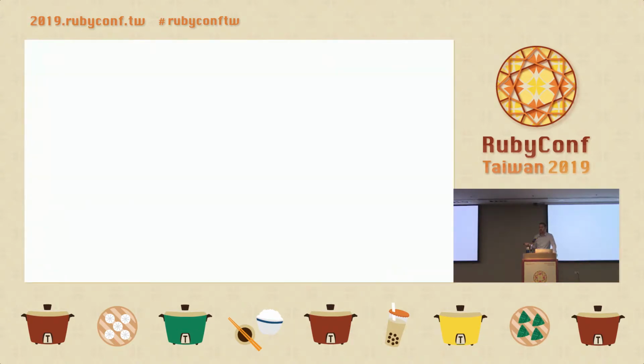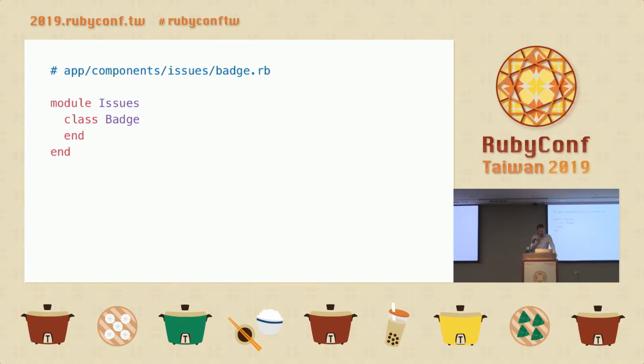So what might a view component look like in the Rails world? Well, as one of the sponsor talks earlier today mentioned, everything's an object in Ruby. Why don't we make our views objects? Bit of a stretch. I think it would make sense to make it a class. So let's call it badge inside the issues module.